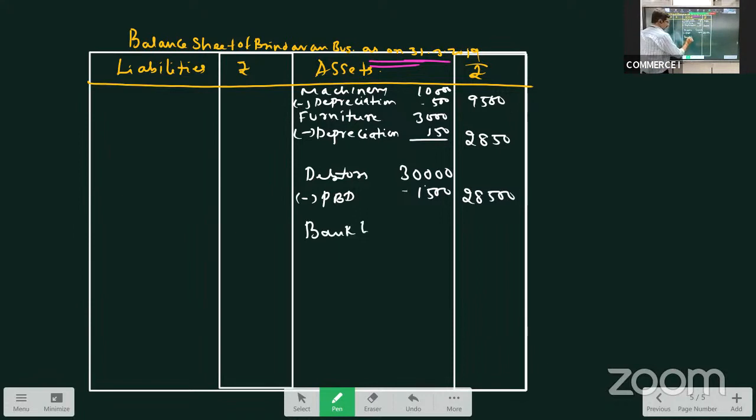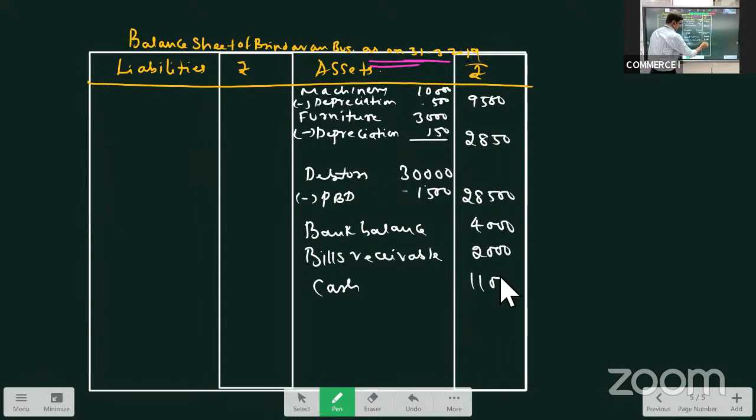Bank balance. How much bank balance is given as? 4,000. Right? Then bills receivable. Bills receivable is given as 2,000. Then cash, it is 1,100. Cash is given as 1,100.